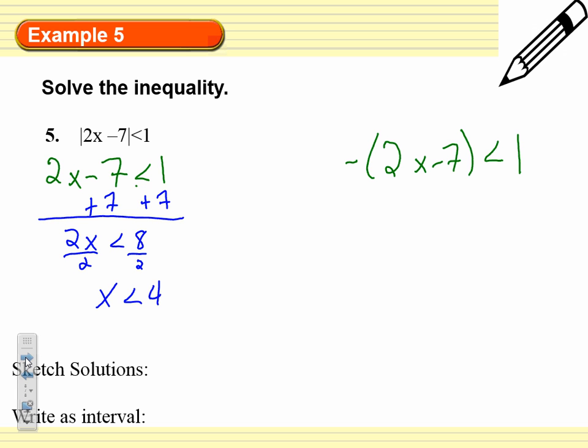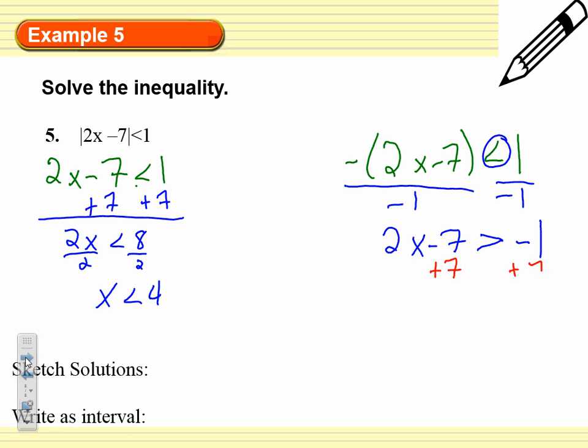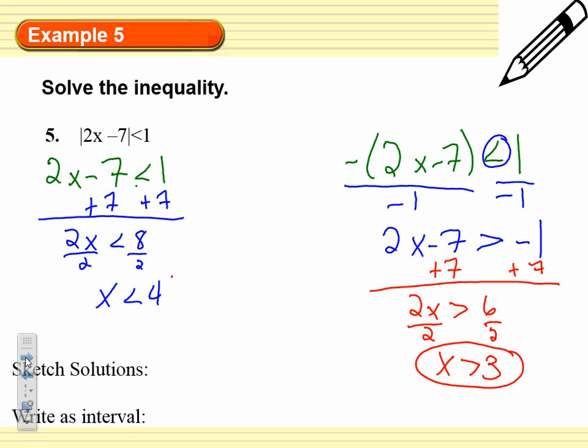Come over here, solve this one. First thing I'm going to do is get rid of that negative, so I'll divide by a negative 1. Get 2x minus 7. Have to switch my sign, is greater than negative 1. Add 7 to both sides. 2x is greater than 6. Divide by 2. x is greater than 3. So here are my two answers.